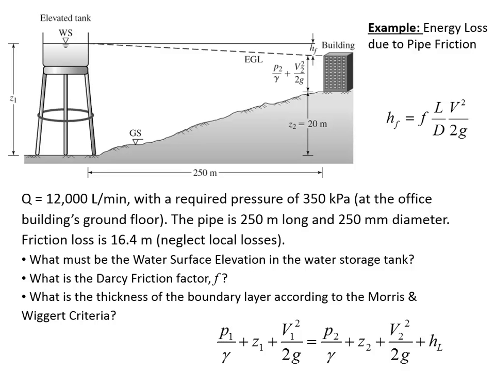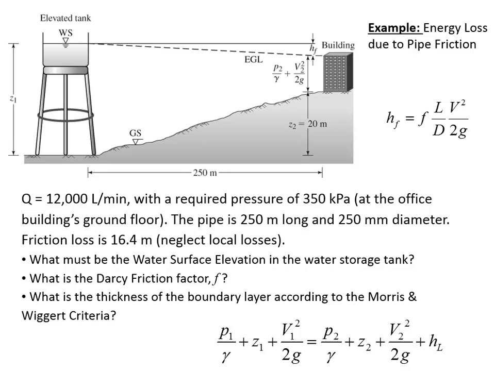The Z1 remains unknown because we're finding how high the water needs to be in it. We cancel out the velocity head term at 1 because inside of the tank, the water is motionless. The water level isn't going up or down. They're pumping additional water up into the tank as needed. It'll fluctuate a little bit during the day, but we cancel out the velocity head term in the tank. P2 is that given 350 kPa divided by the unit weight of water. Z2 is the given elevation of 20 meters.